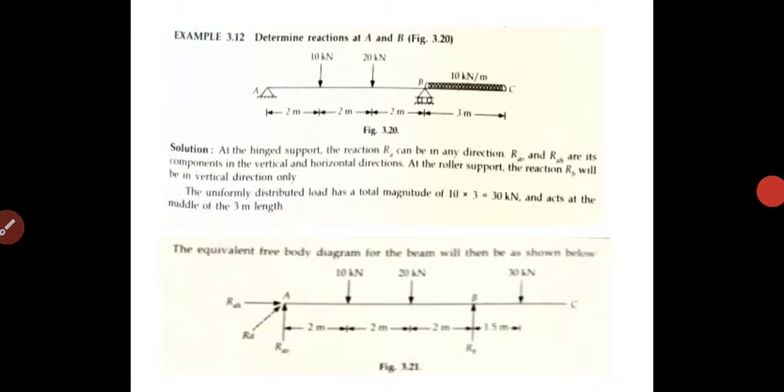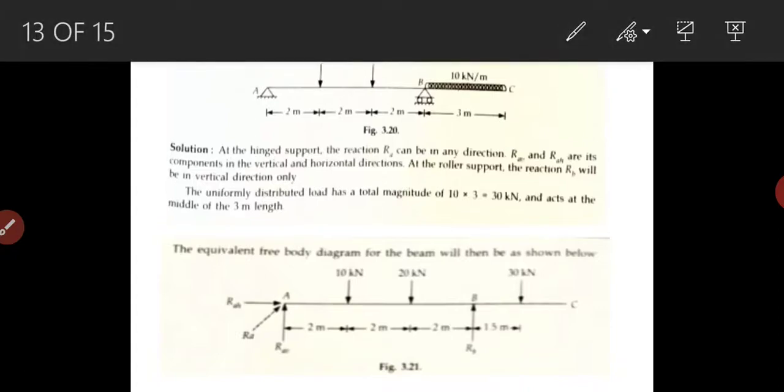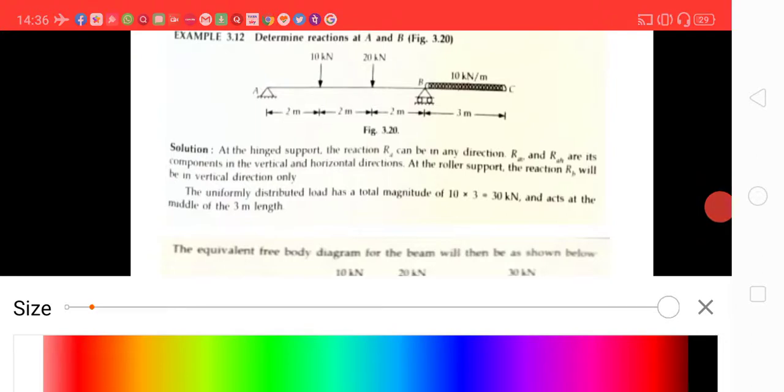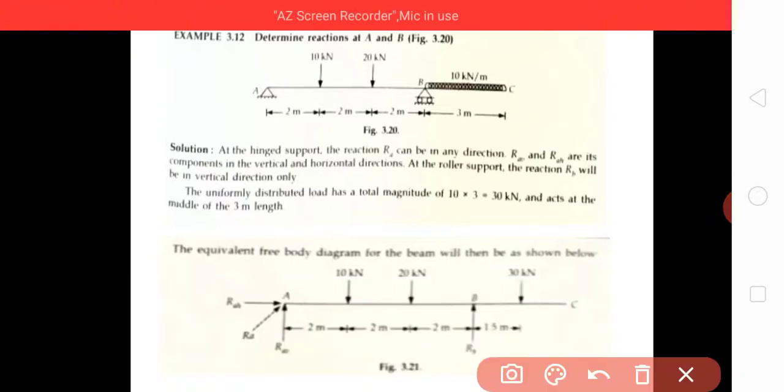Now determine the reaction at A and B. See here, this is the hinge support, this is the roller support. This load is a uniformly distributed load. This is the point load, this is the point load.